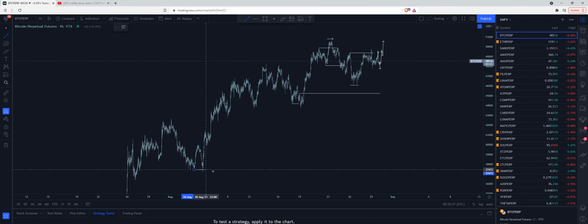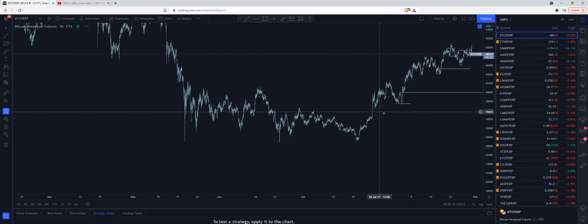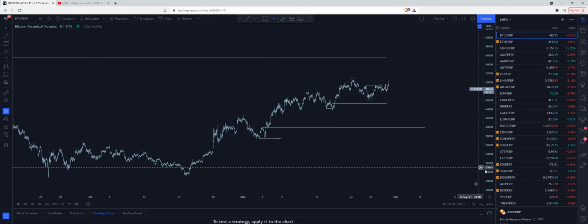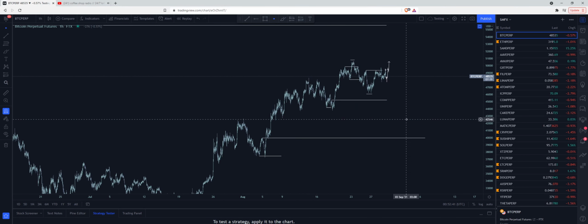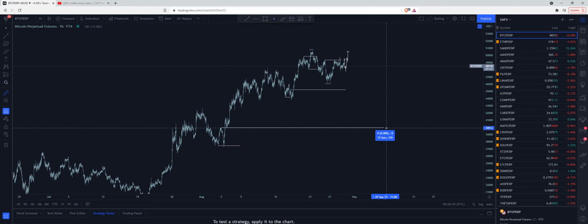And here is the last kind of level that I'd expect to hold. If this level doesn't hold, then we're going to revisit this area of accumulation. But I doubt we're going to go that low. I think we test this level and then continue up. But if it fails, then around 40k, maybe just below, is the area to look for longs. Not setting any limits, just using the same pattern again. So something like this.